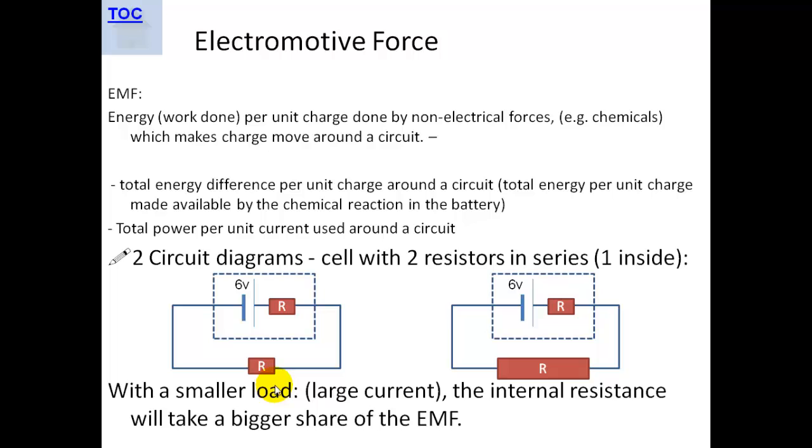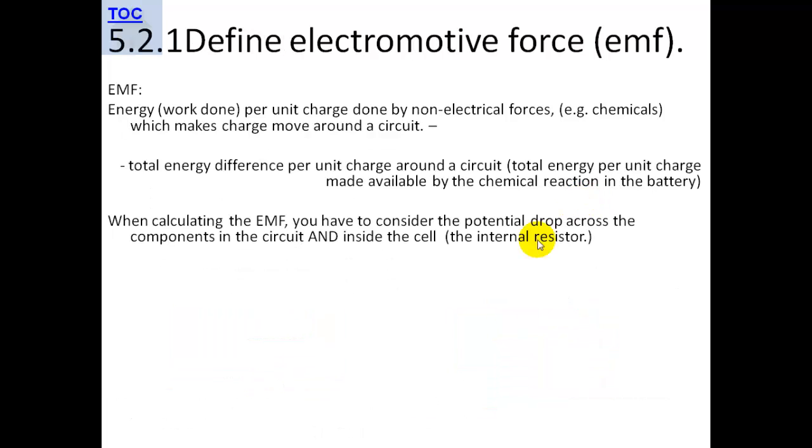With a small load, like this one here, with a large current, the internal resistance takes a bigger share of the EMF. In other words, here it takes 3 volts out of the complete potential difference of 6 volts. Here it only takes 1 volt because it's a much smaller resistor compared to the load. When calculating the EMF, you have to consider the potential drop across the components in the circuit, in other words the load, and the potential drop across the internal resistor inside the cell.